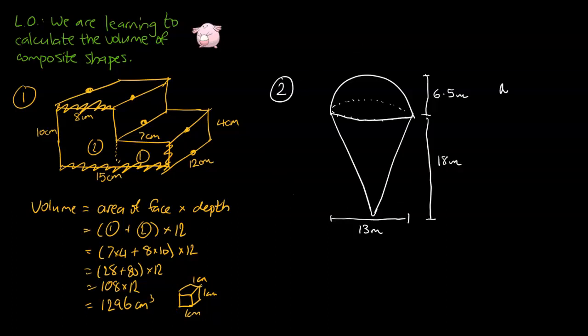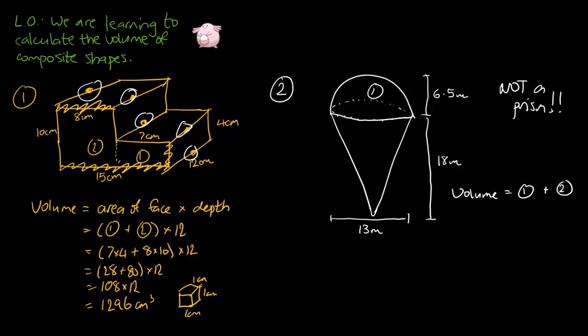And the first thing to note, this is not a prism. So I don't have those parallel lines that were really evident. I circled them in the first question, so I don't have those. So our approach is going to have to be different. I'll start off by just doing a simple generic equation. The volume of this shape is going to be equal to the volume of part number 1, which is going to be the curved bit at the top, and the volume of part number 2, which is going to be down the bottom.